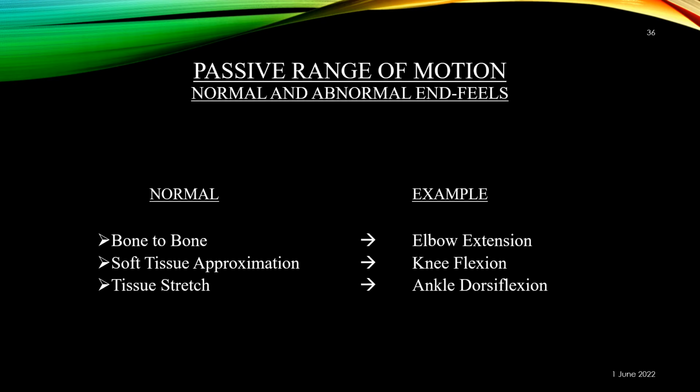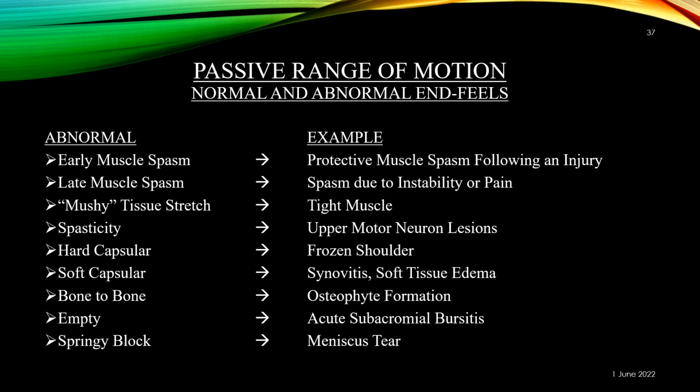Same with the horizontal adduction of the GH. Your biceps can touch your breast tissue, for example. That's called soft tissue approximation. And with ankle dorsiflexion and a lot of other joints, the end feel you're going to come across is tissue stretch. So that's a normal end feel, and these are the abnormal end feels.